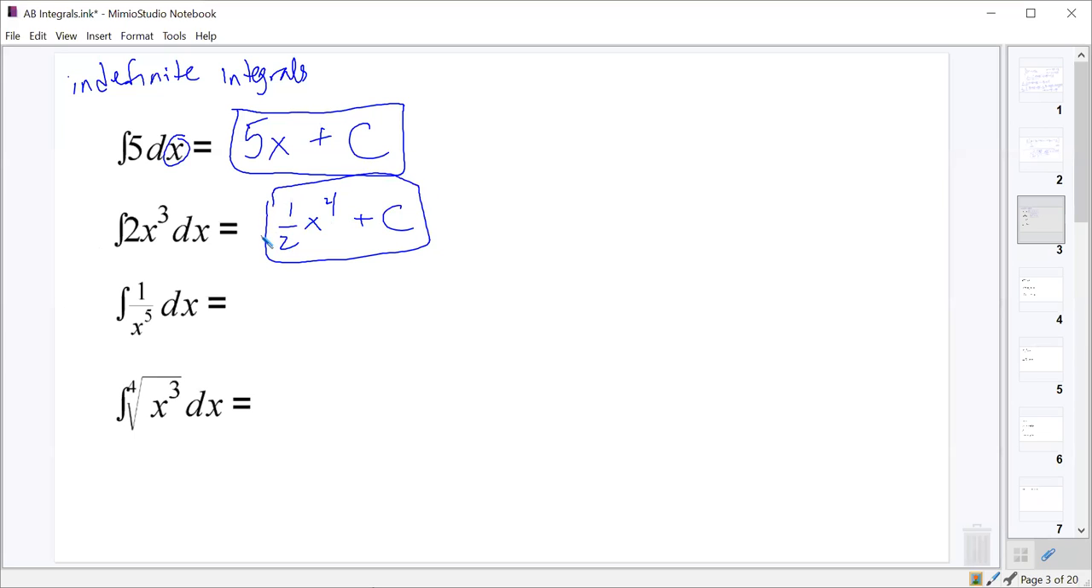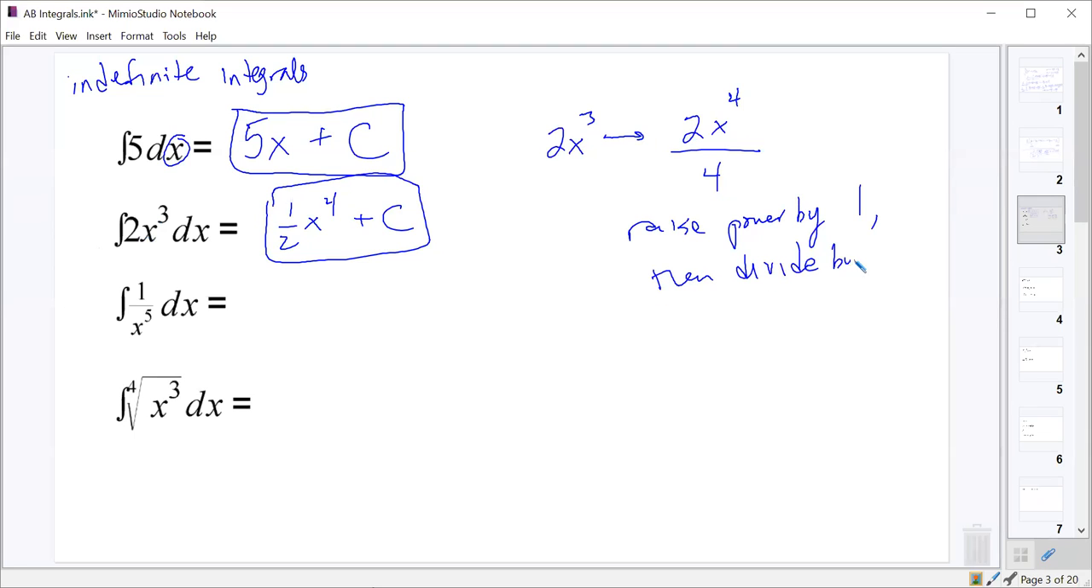And so effectively, all we're doing here is the power rule in reverse. So 2x cubed becomes 2x to the 4th, we raise the power, and then after we've raised the power, we divide by the new power. So the power rule in reverse is telling us to raise the power by 1, then divide by the new power. And any problem that could have been differentiated using the power rule, or almost any problem, can be integrated by using the power rule also, just doing it in reverse. Everybody good with that?